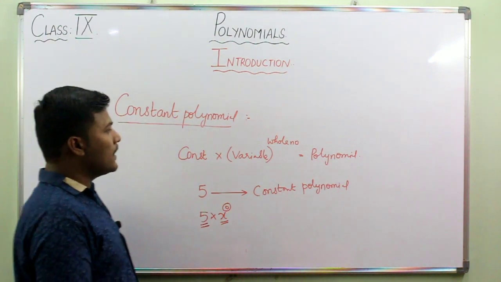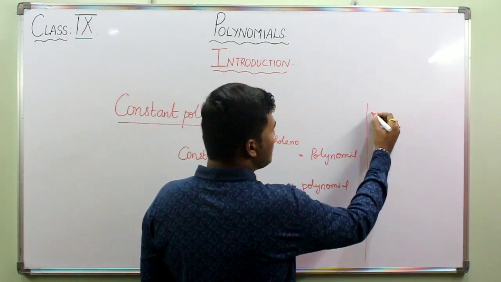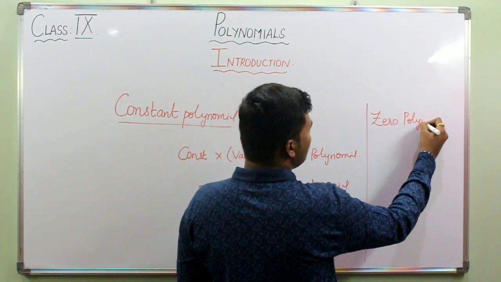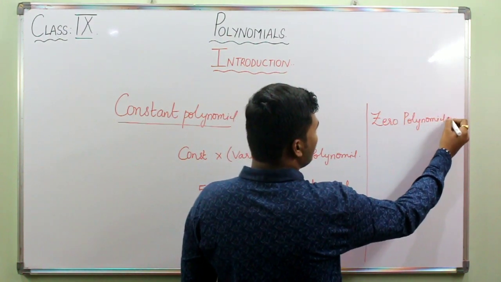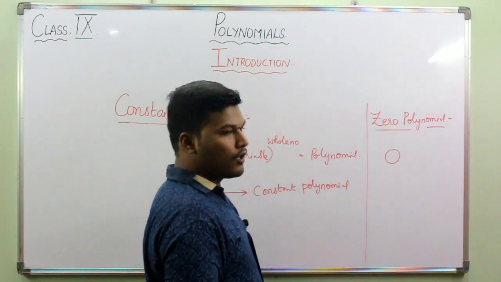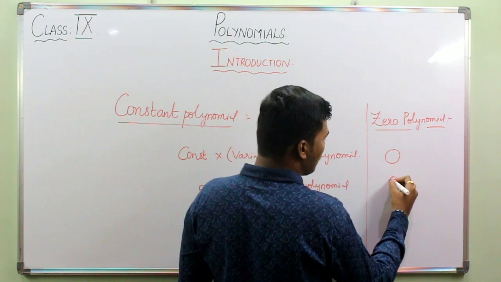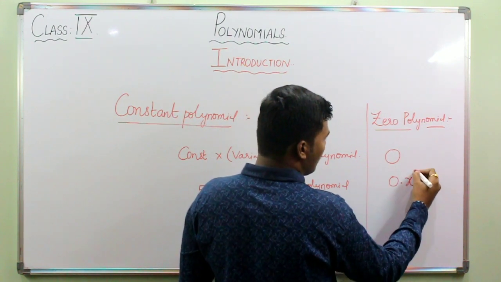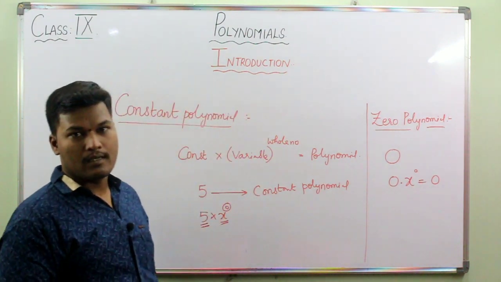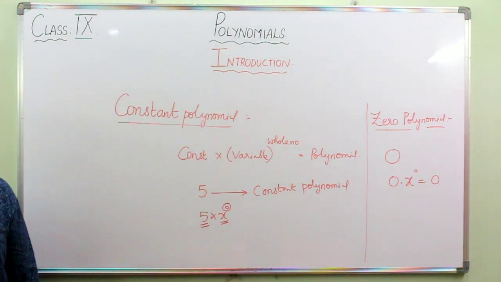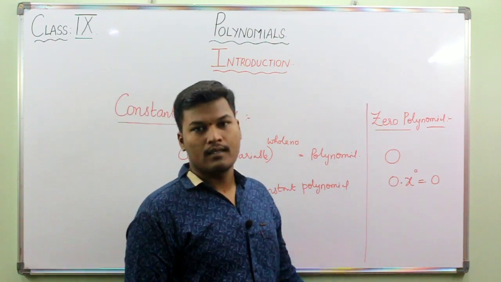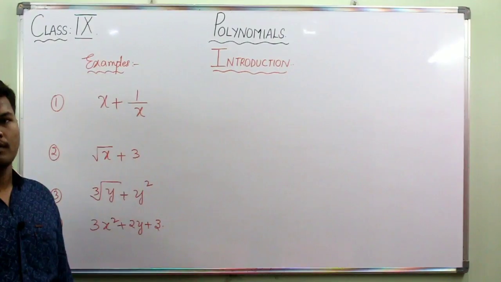Okay. Next, what is a zero polynomial? 0 is called a zero polynomial because I can represent 0 as 0 into x to the power of 0, which is nothing but 0. So hence it is called a zero polynomial. The constant polynomial 0 is called the zero polynomial.